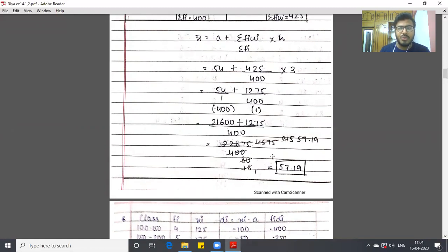See, whichever calculation you feel is easy, you can do it that way. Okay, it is not required to do it with the LCM only. You can divide directly from here in your mind and get it directly, that is also fine.